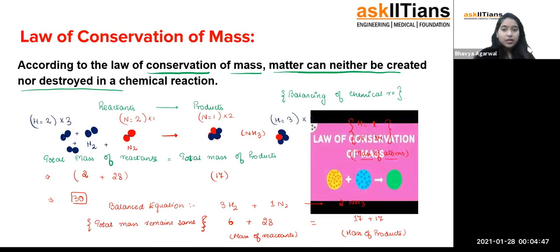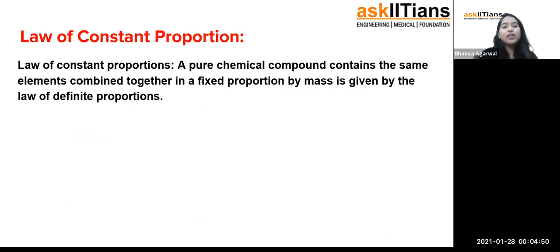Good. So now let's talk about another thing which is known as the law of constant proportion. Now in the law of constant proportion, what does it say? It says that a pure chemical compound contains the same elements combined together in a fixed proportion by mass. And this is given by the law of definite proportion.